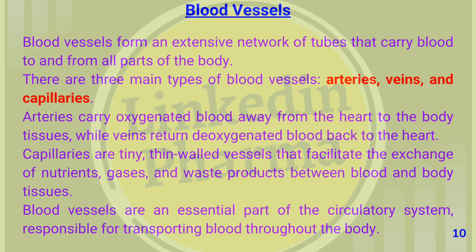Blood vessels. Blood vessels form an extensive network of tubes that carry blood to and from all parts of the body. There are three main types of blood vessels: arteries, veins, and capillaries.